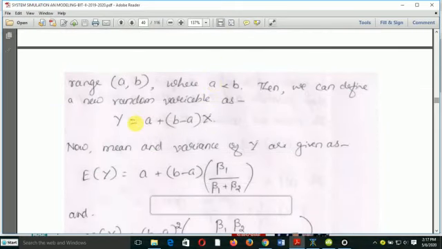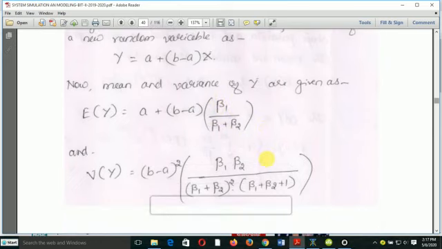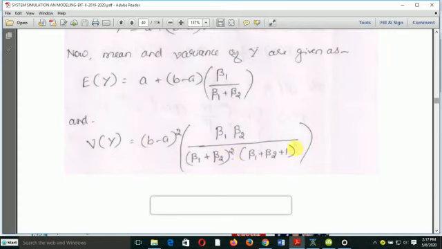Here we can have different ranges, where y will be equal to a plus (b minus a) times x. This is the range: the bigger bound is b, and the lowest bound is a. In such a way, if you have the variable y, the expectation of y will be equal to a plus (b minus a) multiplied by beta 1 out of beta 1 plus beta 2. This one. The variance also will be calculated like this.